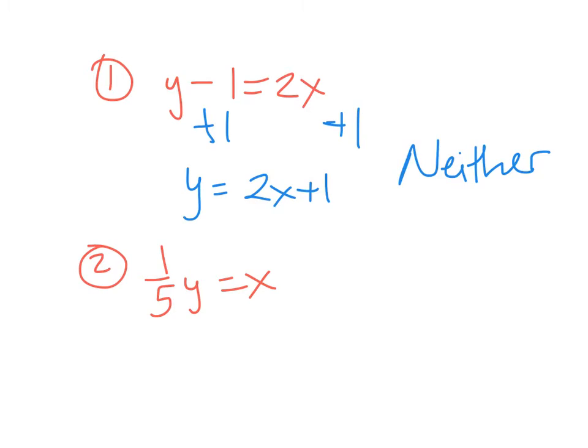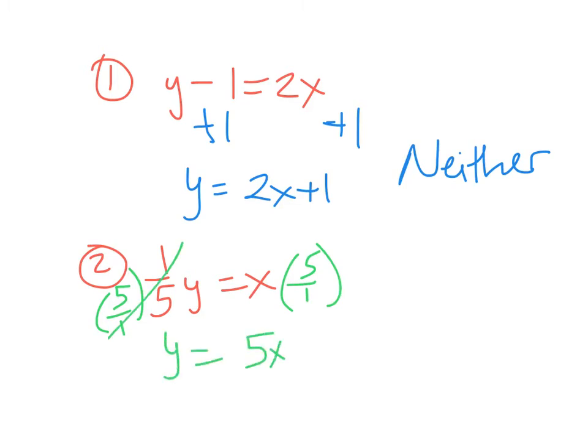Multiply 1 and 5. Well, it is multiply, so we would divide, but since it's a fraction, we flip it. So 5 times 5 over 1. Then y equals 5x, because 5 over 1 is just 5. So that's direct variation. Make sense? Any questions on number 2?